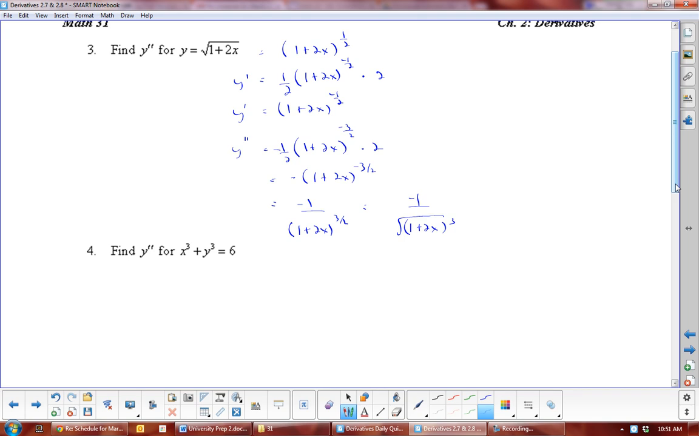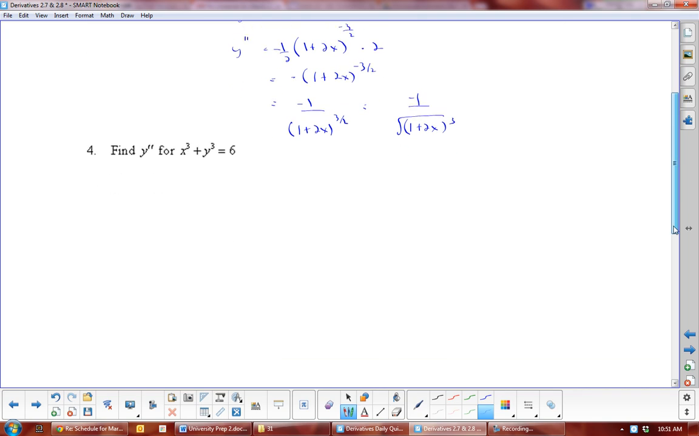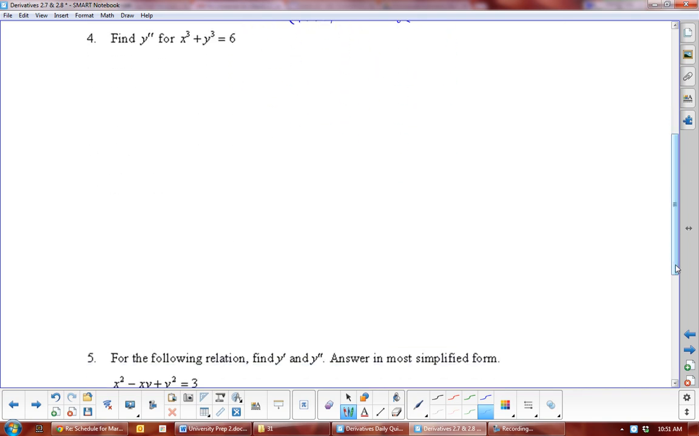Okay? So up to now, not so bad. But what's going on in number 4 that's different than the other examples? You can't isolate y, therefore I need to do implicit, right? So let's just write that here. Implicit. Okay.